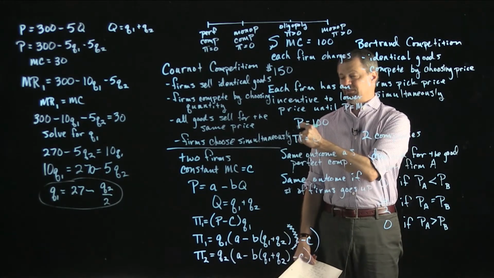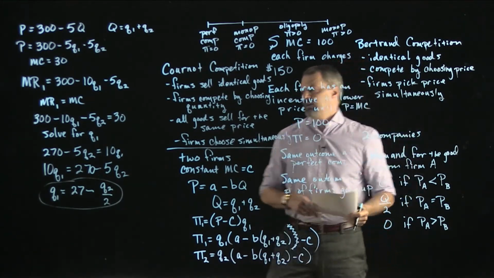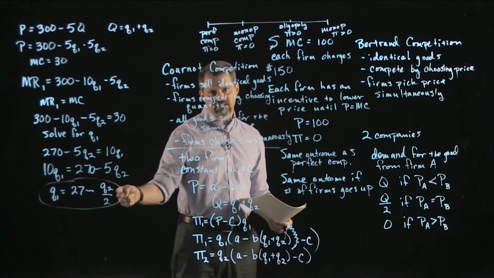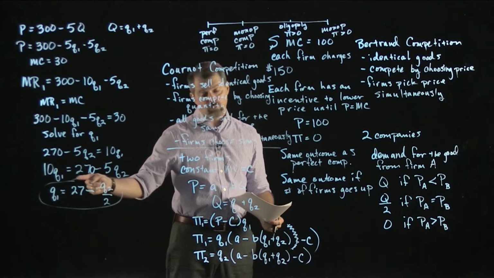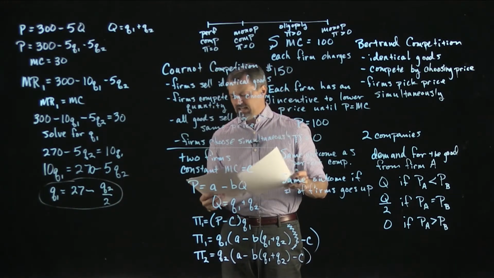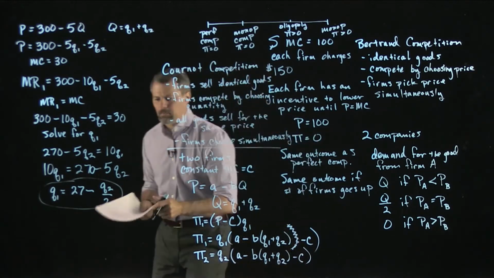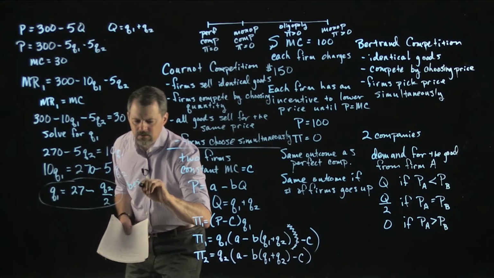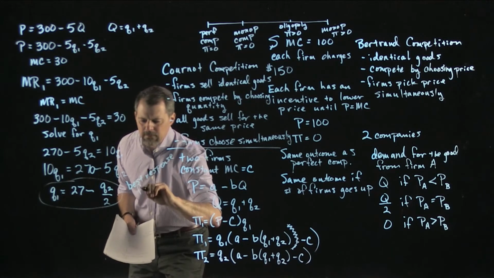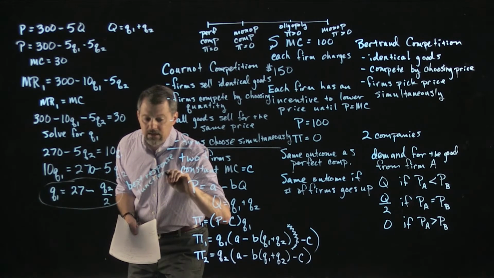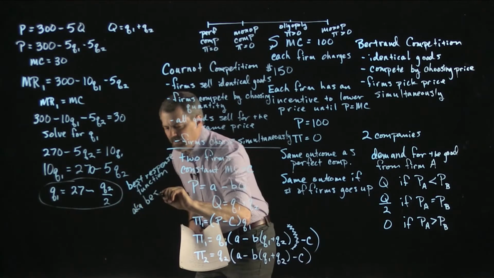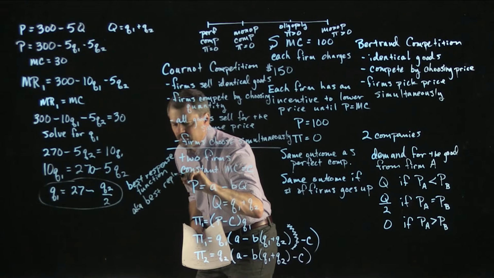But notice that it's not just a number. The quantity that firm 1 is going to produce depends upon the quantity that firm 2 produces. And firm 1 doesn't know that quantity. We've got a name for this. We call this a best response function, also known as a best reply function.